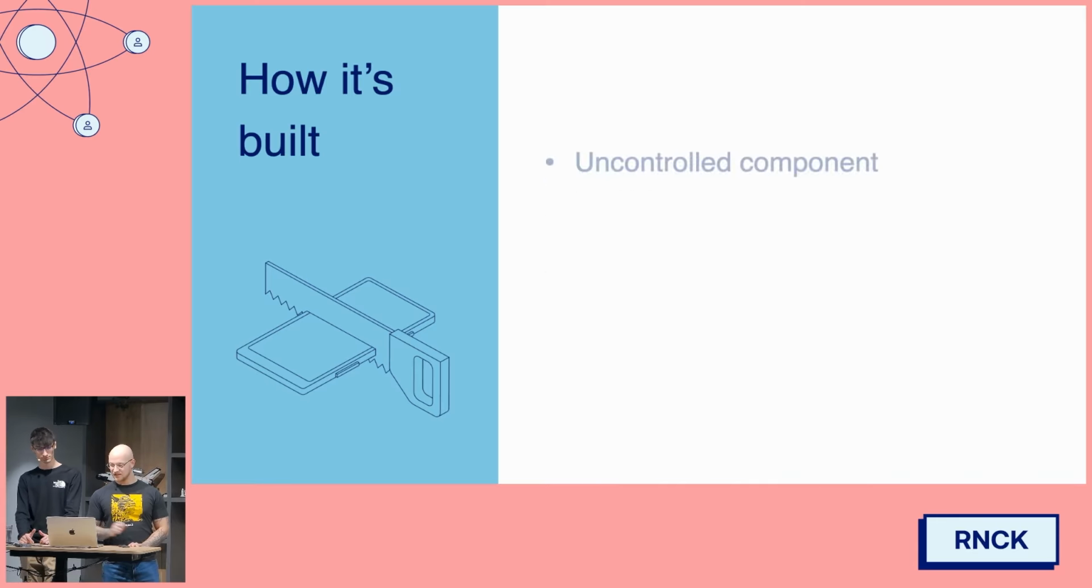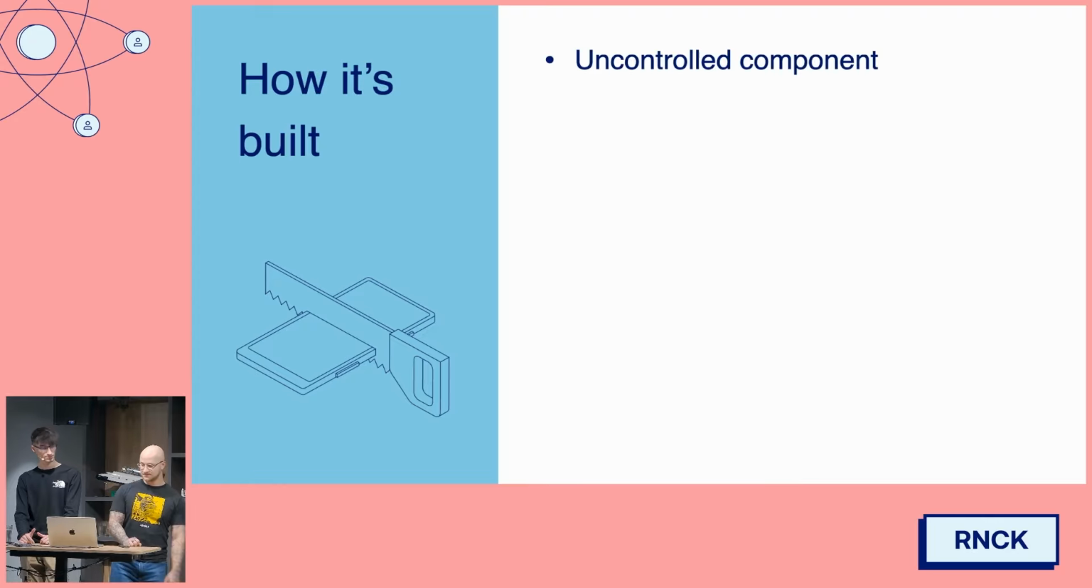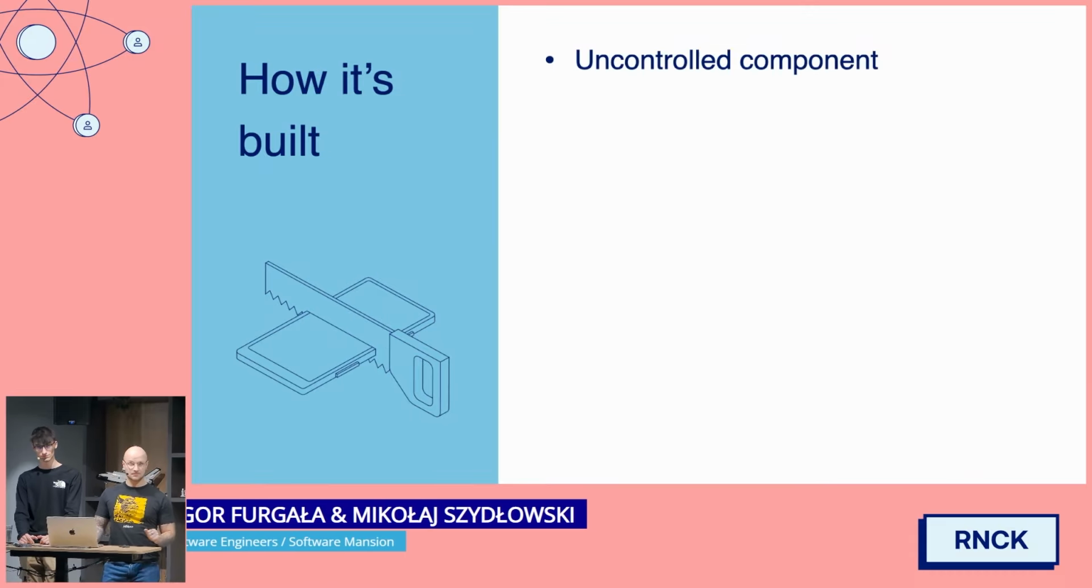So, now let's see how it's built. First of all, our component is uncontrolled. What does it mean? Let's first start with a controlled component. For example, if you look at React Native TextInput, it is a controlled component.